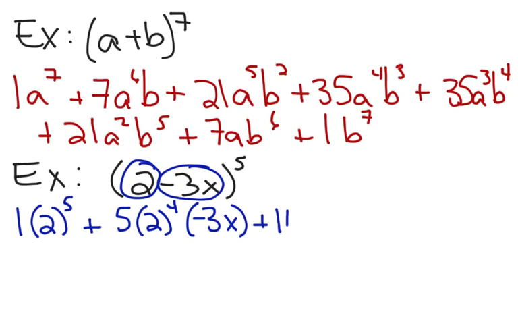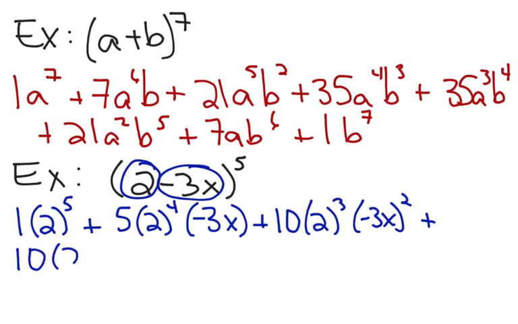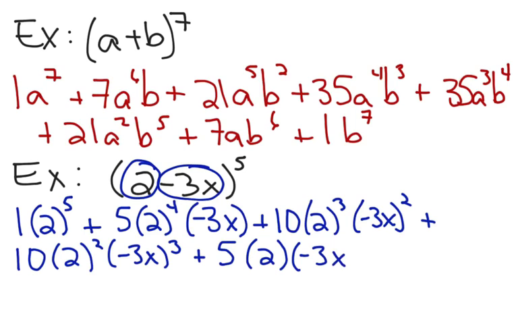The next term is going to be 10, 2 to the third, negative 3x to the second. Plus, the next term will be 10, 2 to the second, negative 3x to the third. Plus 5, 2 to the first, negative 3x to the fourth. Plus 1, negative 3x to the fifth. Now in this one we actually have to do a little bit more simplifying before we're actually just done. So now I'm going to go back and I'm going to simplify.